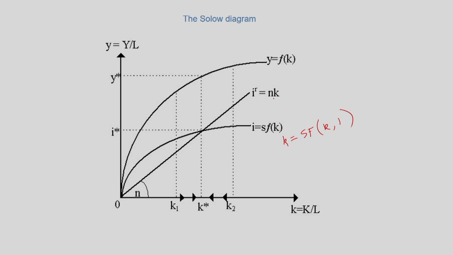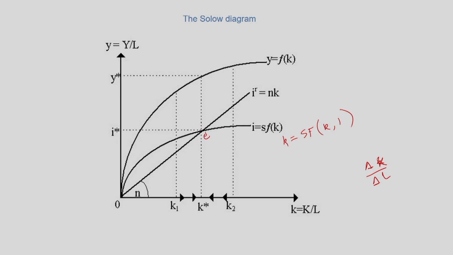So what does the difference between these two curves tell us? It tells us the change in the amount of capital per worker. The intuition is that when this difference is positive, the economy is increasing its capital per worker, which is basically the phase below this point of equilibrium.